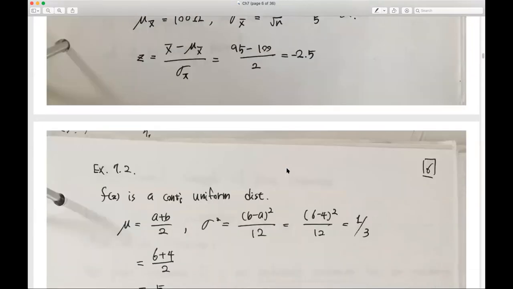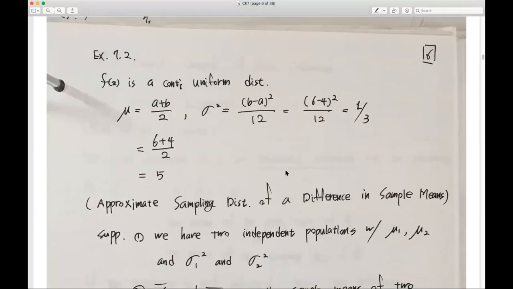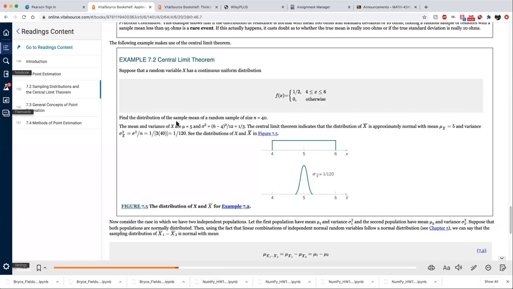So this example 7.2, see, f of x is a continuous uniform distribution. So now it means that f of x is a constant function. So now let's see example 7.2. Give me a second. All right, so see 7.2.